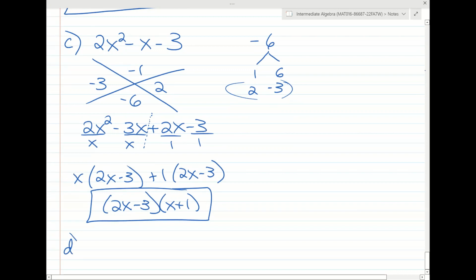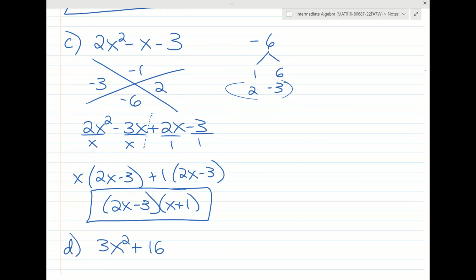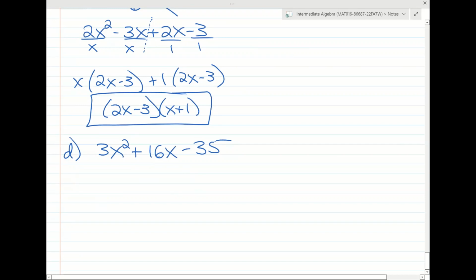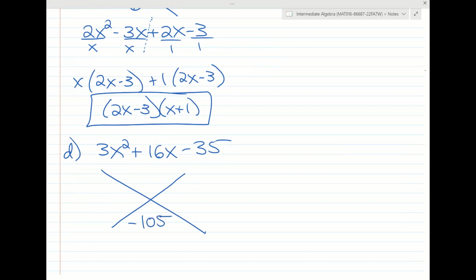Let's keep doing this here. How about 3x squared plus 16x minus 35? The only way I can really make this harder is if I pick bigger numbers. 35 times 3 is 105, and they have to add up to be 16. So it might take a little while for us to find this.